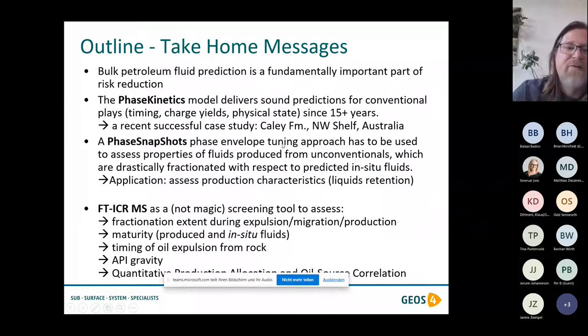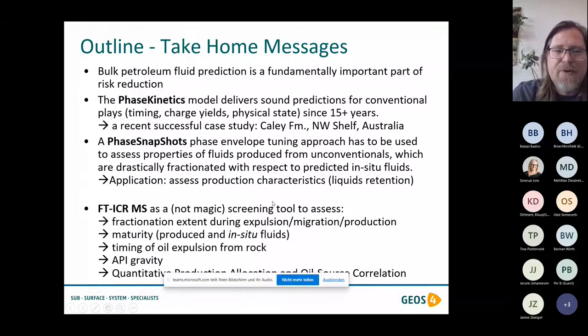Then the first lesson we actually learned from unconventionals is that this phase kinetics approach does not work in unconventional systems. So a phase snapshots, phase envelope tuning approach has to be used to assess properties of fluids produced from unconventionals, which are drastically fractionated with respect to predicted in situ fluids.